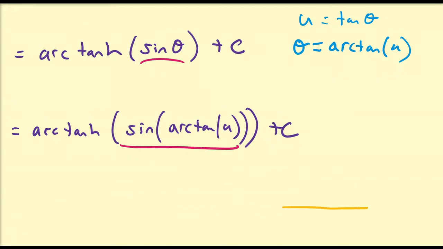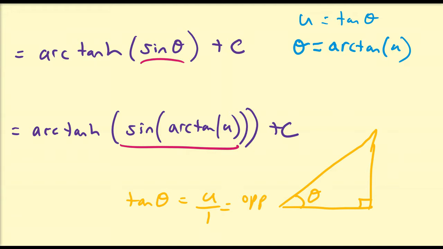Alright, so let's work a right triangle here. Let that be theta, let that be a right angle. So the tangent of theta is equal to u. And we can rewrite u as u divided by 1. So remember, tangent is equal to opposite over adjacent. So we can let the opposite of theta be equal to u, and the adjacent of theta to be equal to 1.